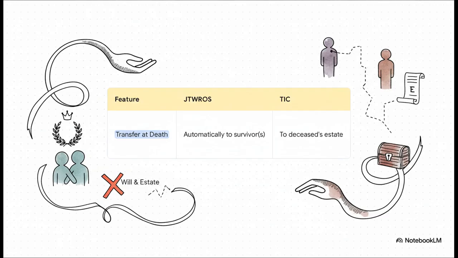You've got two main types. With joint tenants with rights of survivorship, or JTWROS, the surviving owner automatically gets everything. The assets completely bypass the will and that whole probate court mess. But with tenants in common, or TIC, the deceased person's piece of the account goes to their estate, to be handled by their will. You have got to know that difference.